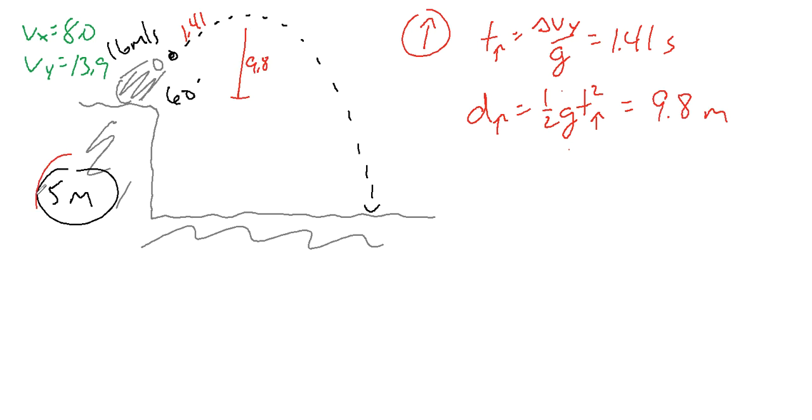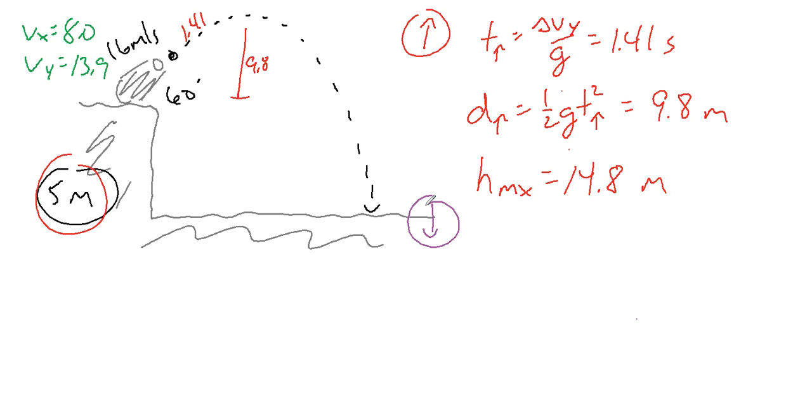Well, if I knew it started at 5, that means I can just add the two together. Start at 5, went up another 9.8. I can then get my maximum height, which is just the combination of those two. Got the 5, got the 9.8, so that's 14.8 meters is the maximum height of my cannonball. Okay, that's all the stuff on the way up. So now let's bring it back down.